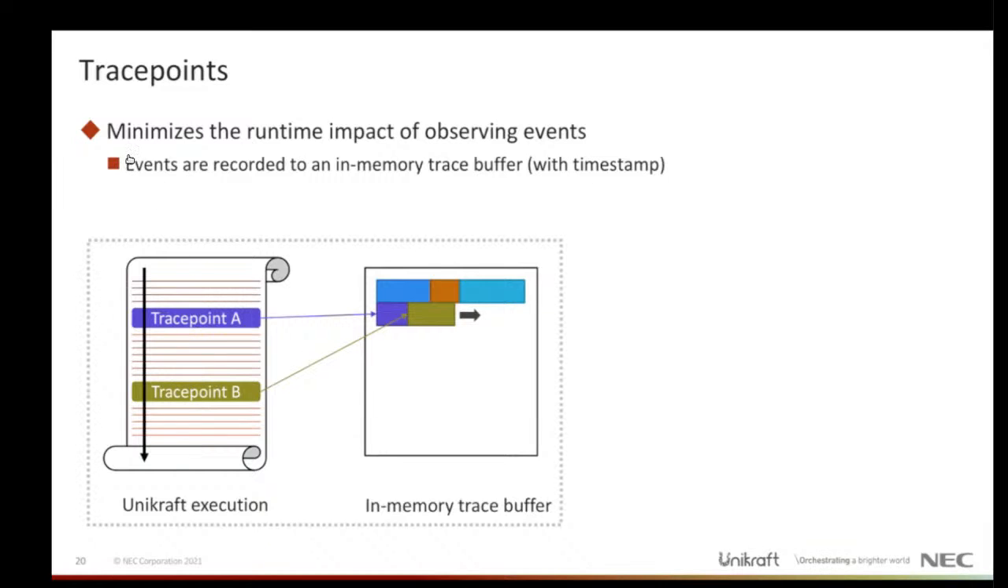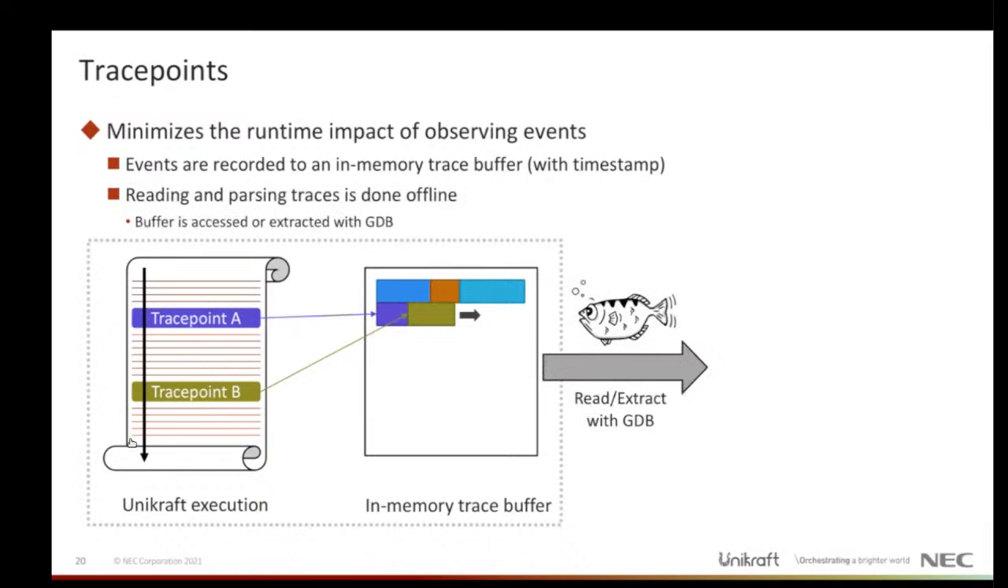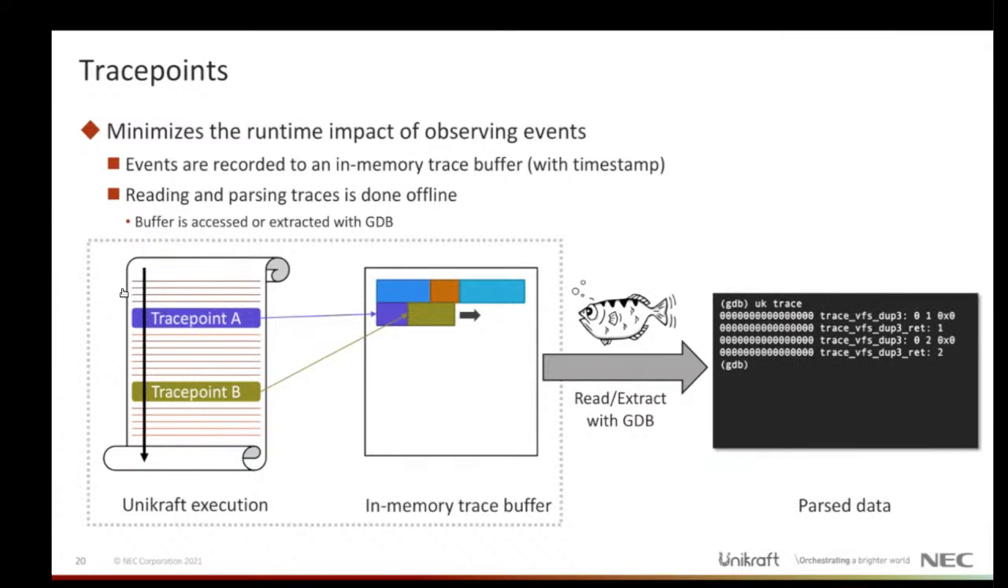When you're done with that, either your guest is shut down or in a state where it sleeps, you can attach the debugger, or you had it attached before, but you stop the guest now. We have some tools that make it quite easy to access that trace buffer from GDB and read that output. In this example, I'm not sure if you can read it, but here you see some records of trace VFS dup3, which were instrumented in the VFS core library, which is our virtual file system library.